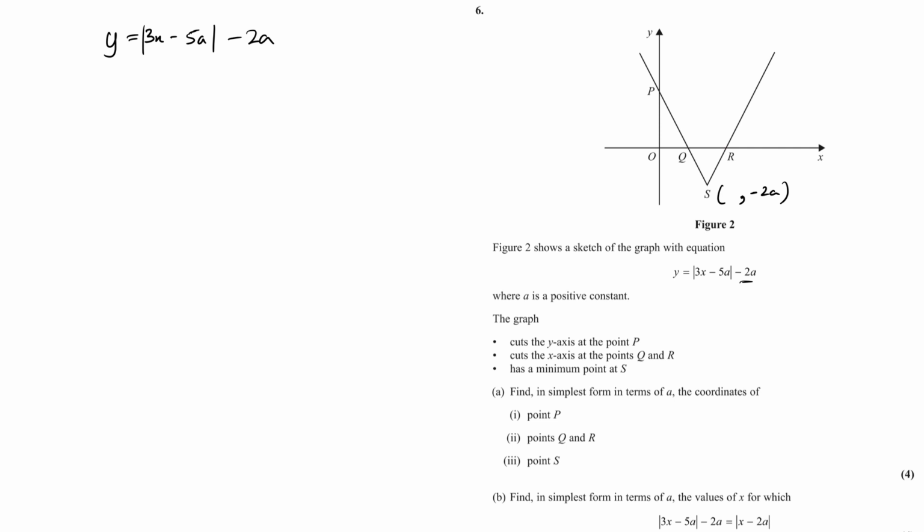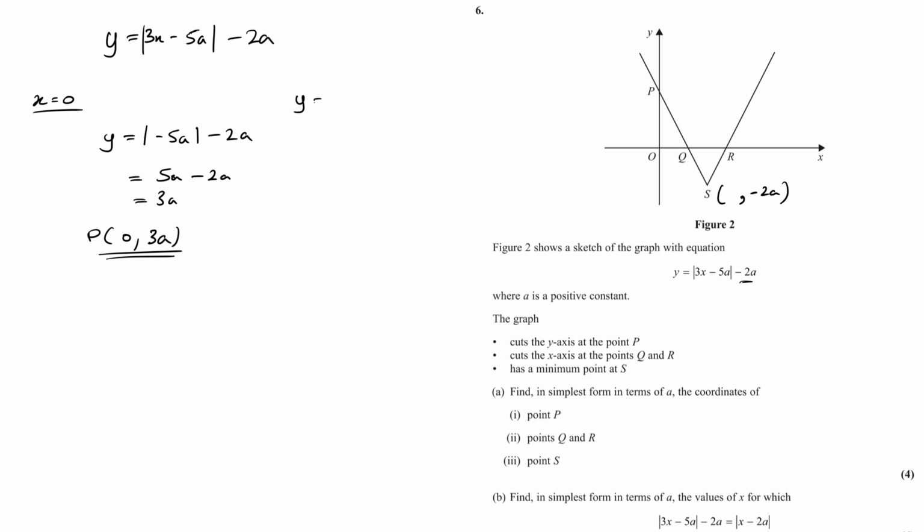And then P is just going to be, well, when X equals 0. So we'll start with finding P, and that's going to come with X equals 0. So if I substitute that in, we'll be looking at Y equals minus 5a in the modulus sign, minus 2a. So that's actually 5a minus 2a because of the modulus, and that's 3a. So P is 0, 3a. And there's my first value.